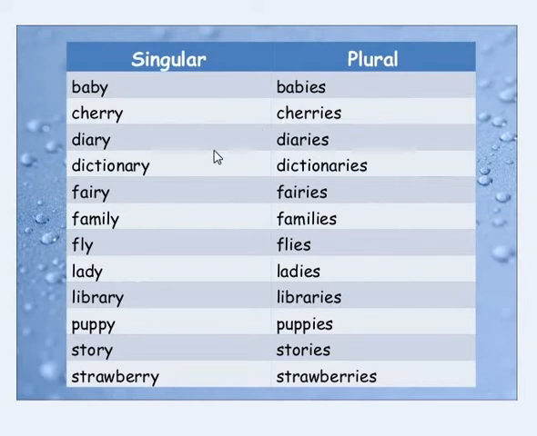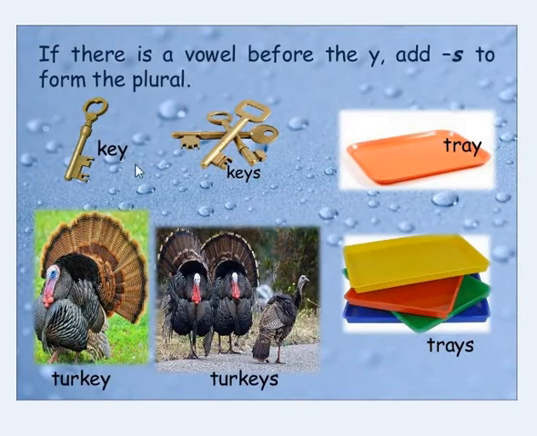Diary, diaries. Dictionary, dictionaries. Fairy, fairies. Family, families. Fly, flies. Lady, ladies. Library, libraries. Puppy, puppies. Story, stories. Strawberry, strawberries. If there is a vowel before y, add s to form the plural.